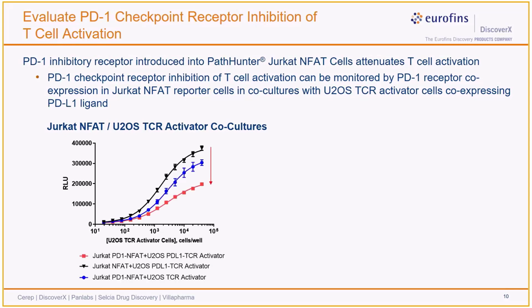When PD-1 is expressed in the reporter gene cells, shown in the blue curve, there is a reduction in the amount of T cell activation in these co-cultures. When PD-L1 is co-expressed with the T cell receptor activator cells and co-cultured with the PD-1 NFAT cells, an additional attenuation of the T cell activation is observed, shown with the red curve. So T cell activation is reduced due to PD-1 activation by the PD-L1 ligand, and this PD-1 activation results in inhibition of the T cell activation.